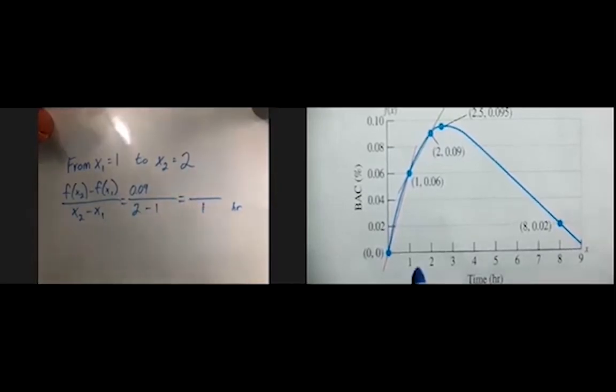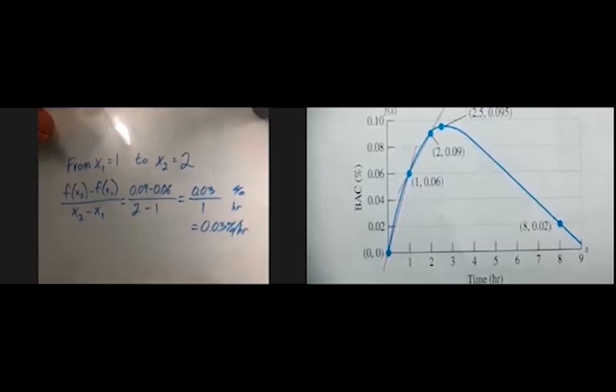When x was 1, it's the same point as before, 1, 0.06. When we subtract, we get 0.03. And that's percent, not 3%. It's 0.03%. So the average rate of change from x1 equals 1 to x2 equals 2 is 0.03% per hour.